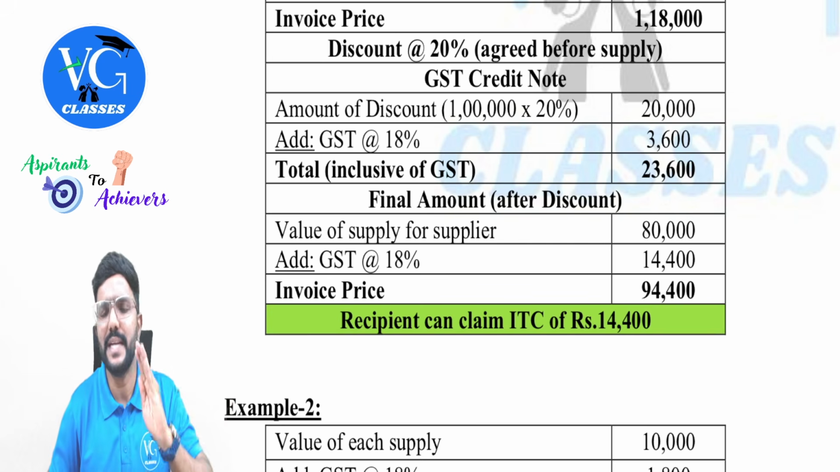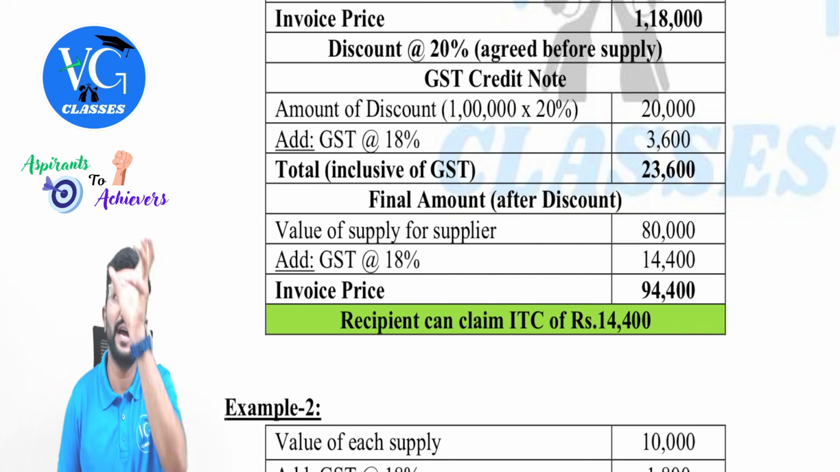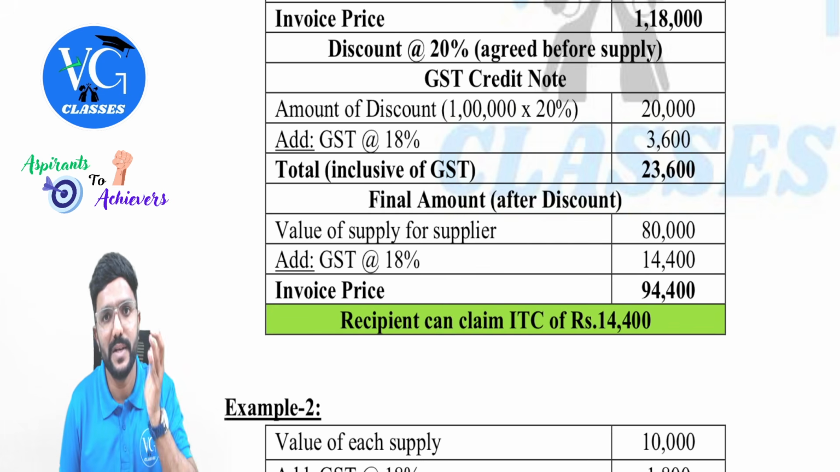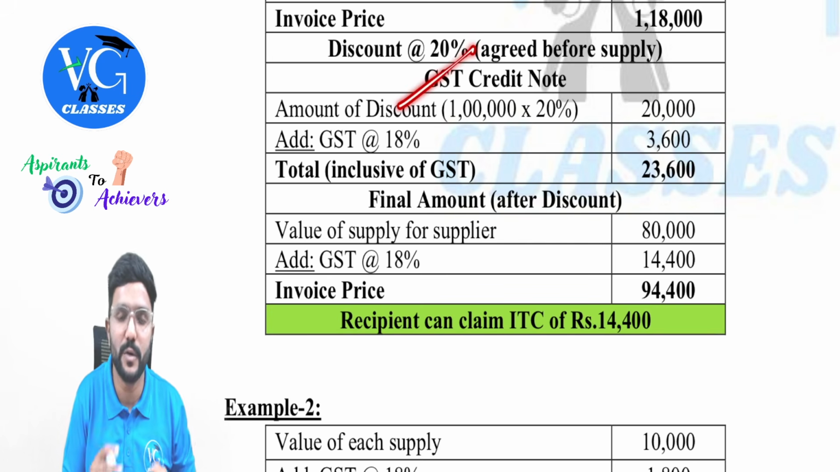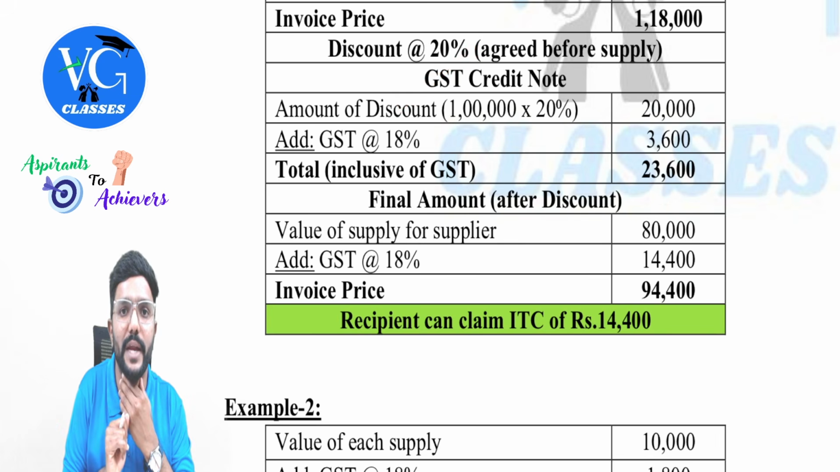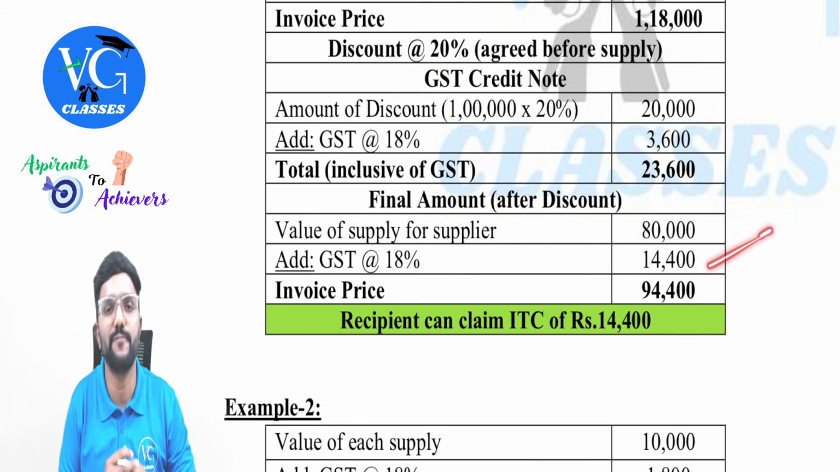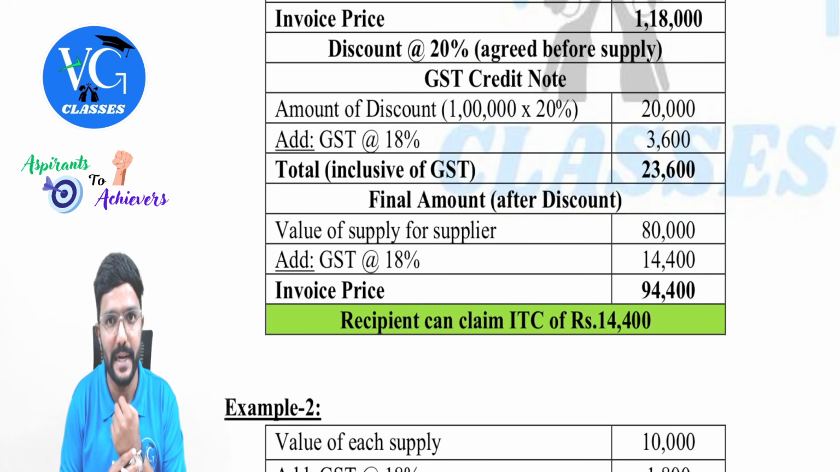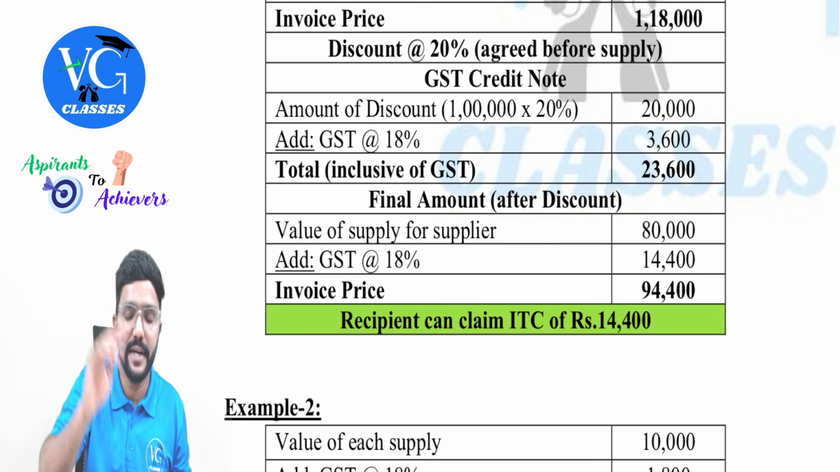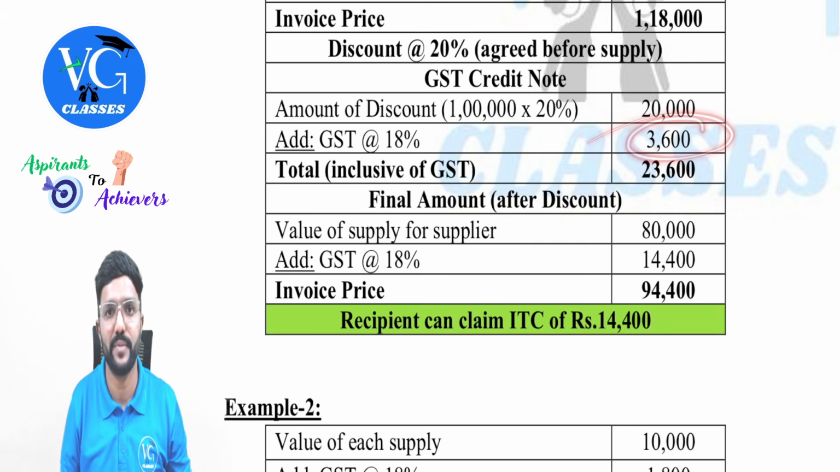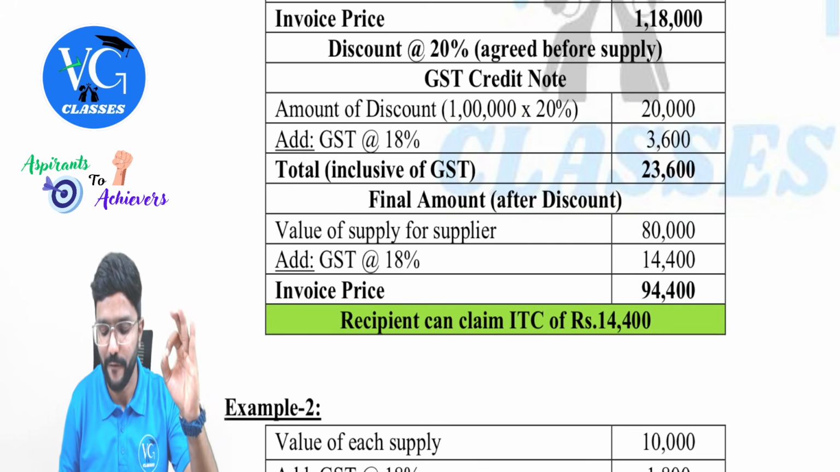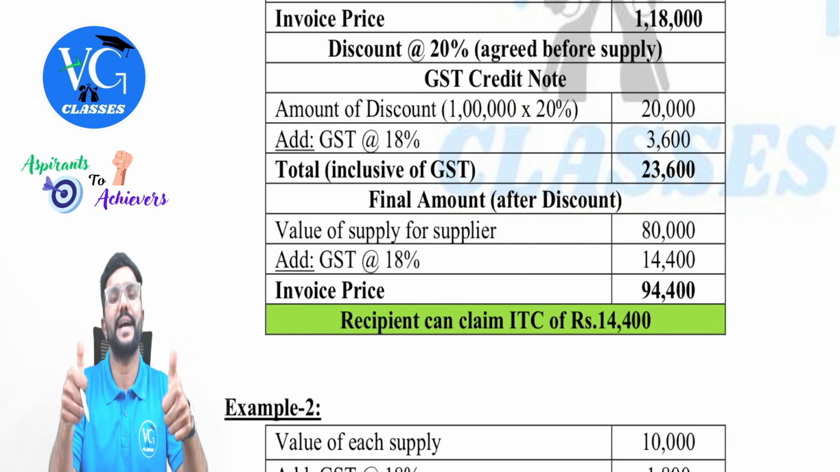Sir, what if recipient has not yet claimed the credit? He was having a credit of 18,000. He was about to claim it. Now, after this issuance of credit note, how much credit is eligible to claim? He is eligible to claim only 14,400. Clear. So if he has already claimed full credit, he has to reverse 3,600. Effectively, how much would he be getting? 14,400. No, sir, credit is not yet utilized by the recipient. Then now he can use only 14,400. Hope you guys got it.